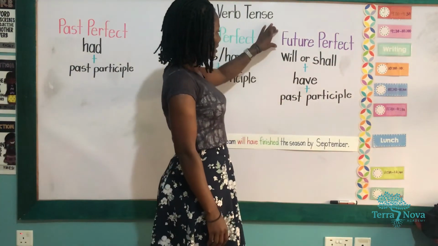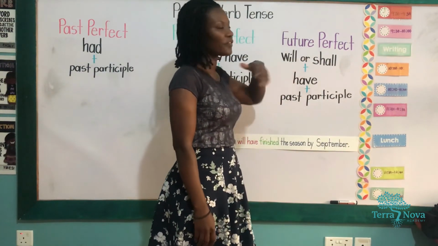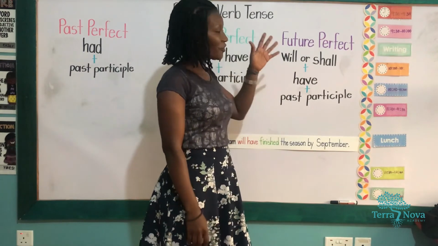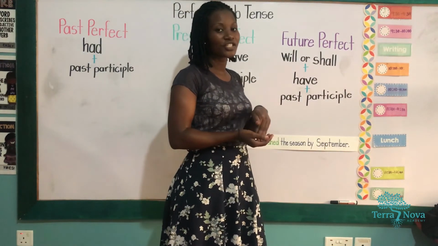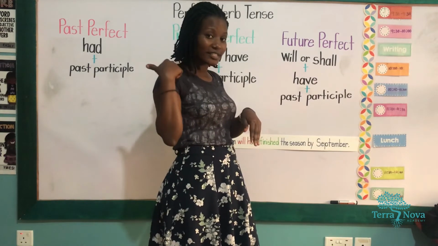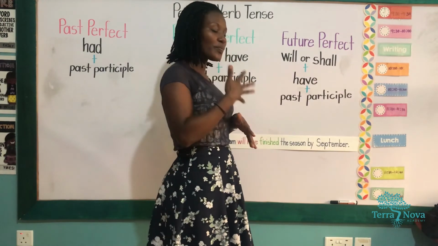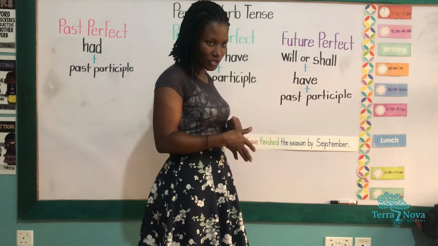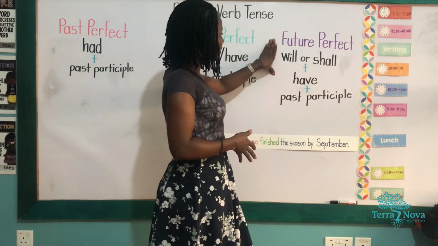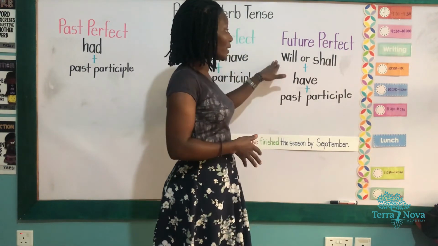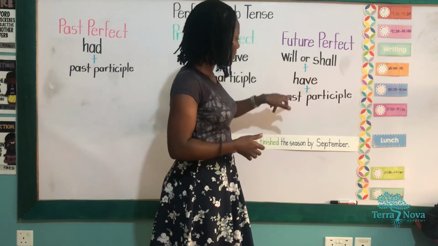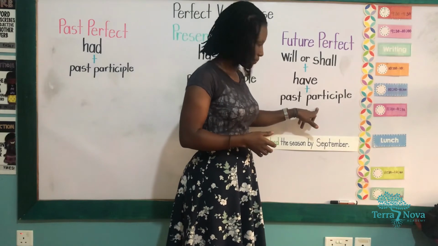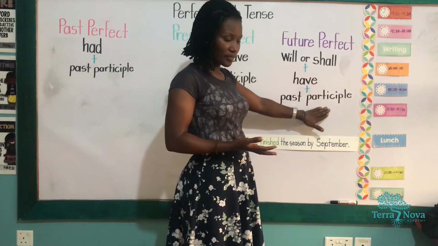Let's look at our last one. Future perfect. Future perfect verb tense talks about actions that were started in the past but will be completed in the future. And the formula we use for future perfect verb tense is will or shall plus have plus past participle.